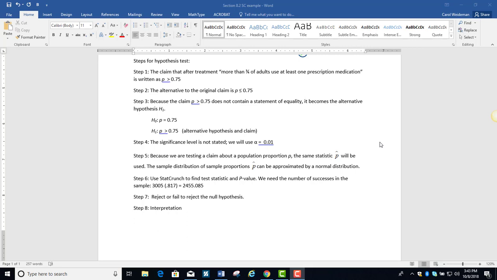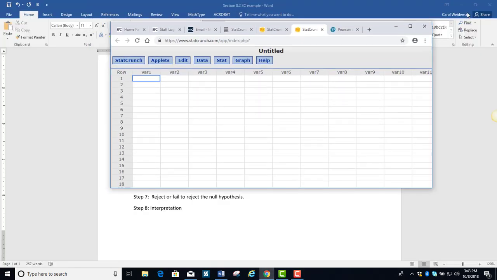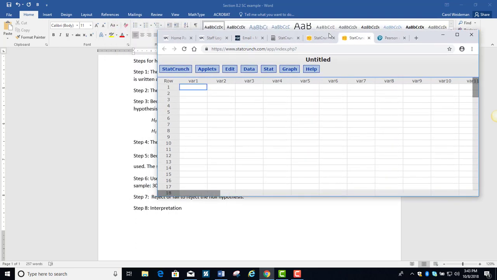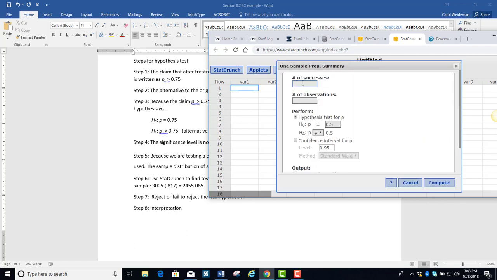We do need the number of successes in the sample, and if you remember, there are 3,005 adults. 81.7% said they take at least one prescription medication, so the number of successes in the sample is 2455.085. So we're going to go to StatCrunch, and I'm going to put this to the side so you can see the numbers. We're going to go to Stat, Proportion Stats, One Sample, With Summary. And again, we needed those successes, which is 2455.085. The number of observations was the sample size, 3,005.